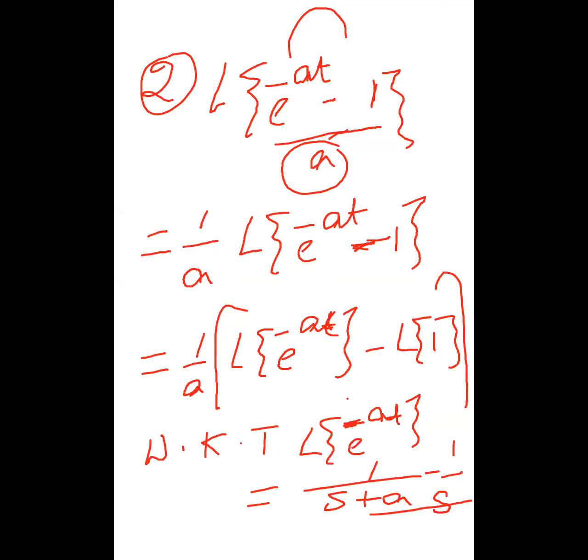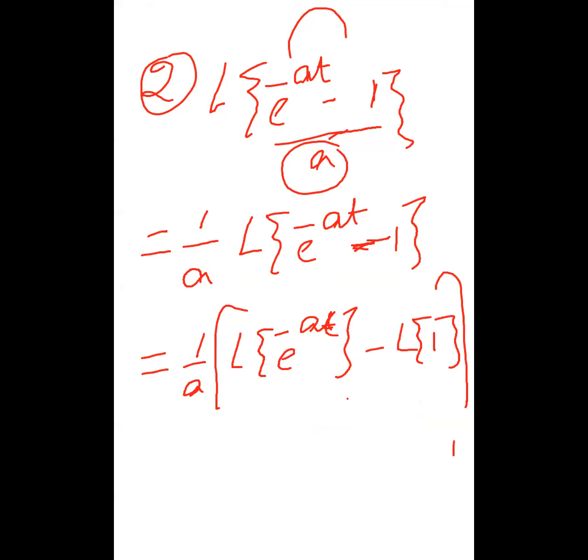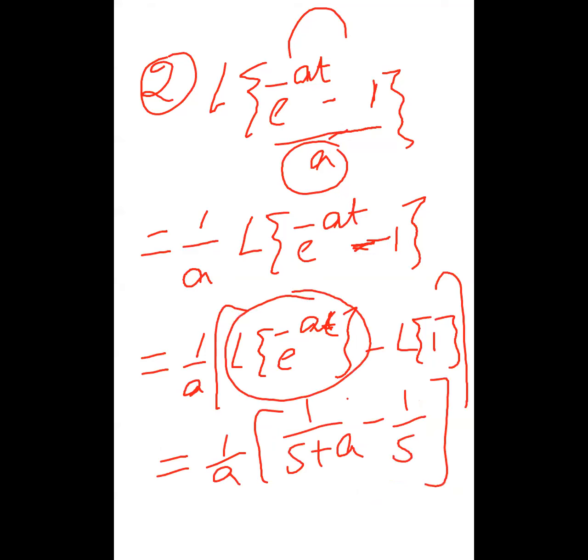So totally, we're getting the answer 1 by A into 1 by A into 1 by S plus A minus 1 by S. Is this the third result of the Laplace transform? It is the first result of the Laplace transform. So 1 by A is the constant. This is the second problem. Then go to the third problem. The third problem is very, very important.